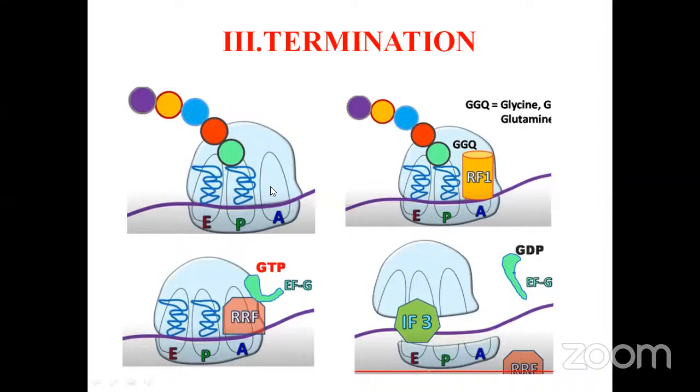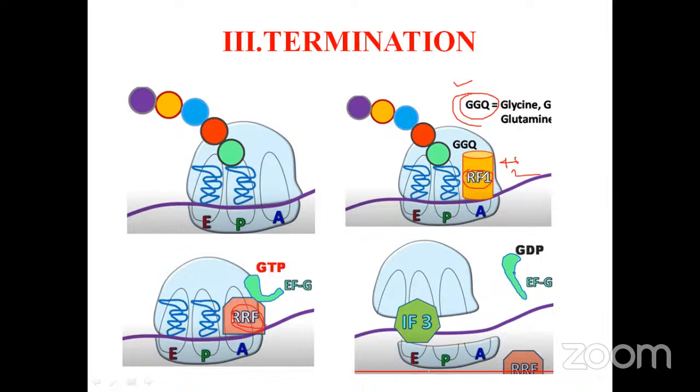So now, termination. What will happen in termination? Are you following the slide? In termination, when any nonsense codon reaches the A site, termination factors are also there: RF1, RF2, RRF. These are the termination factors. When it reaches the nonsense codon, immediately RF1 binds to the A site. Later RF2 also binds to the A site. RF1 and RF2 have the GGQ motif, made up of glycine and glutamine amino acids.